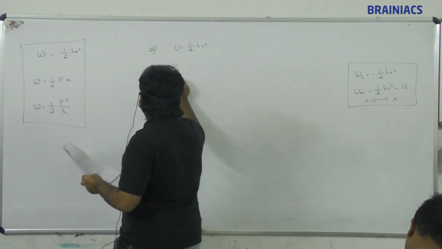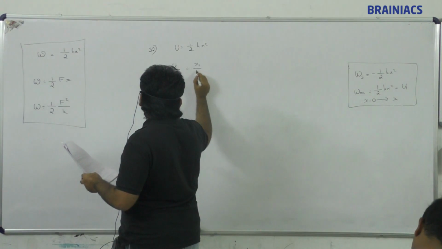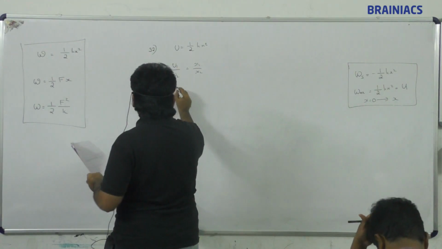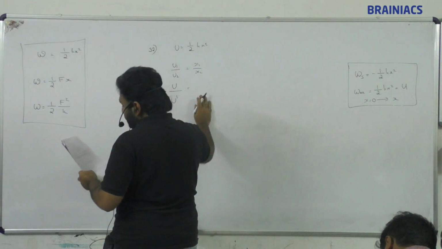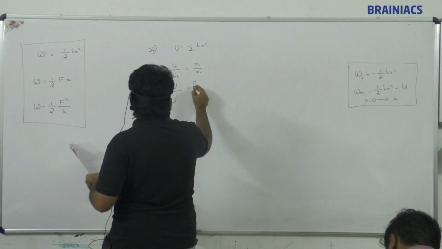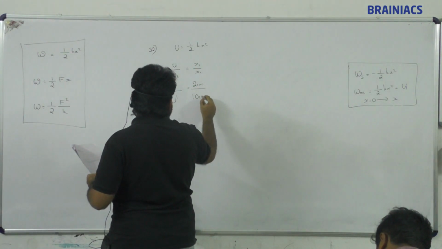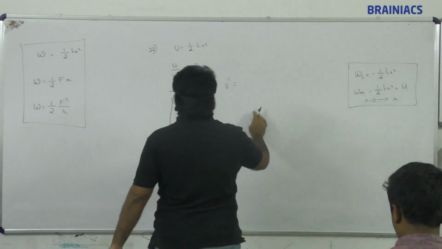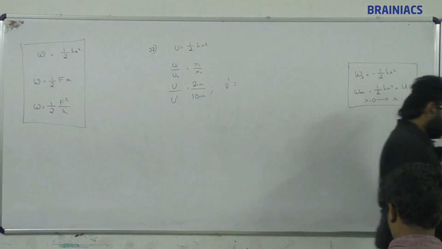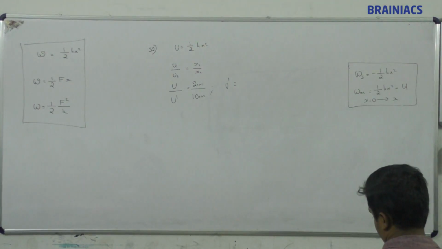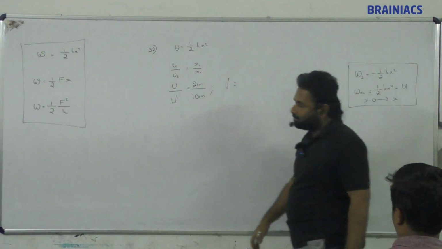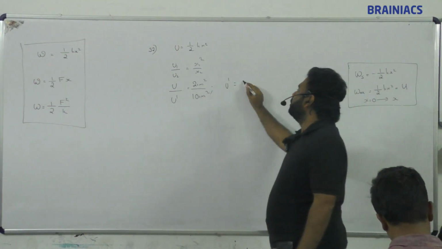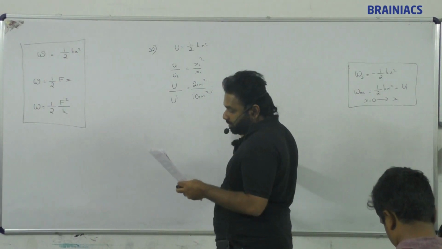So U1 by U2 is equal to x1 square by x2 square. So this is going to be U divided by U dash is equal to, here this is 2 centimeter, this is 10 centimeter. U dash is equal to what? What is the answer? Square. Now U dash is equal to 25U. Yes, which option?